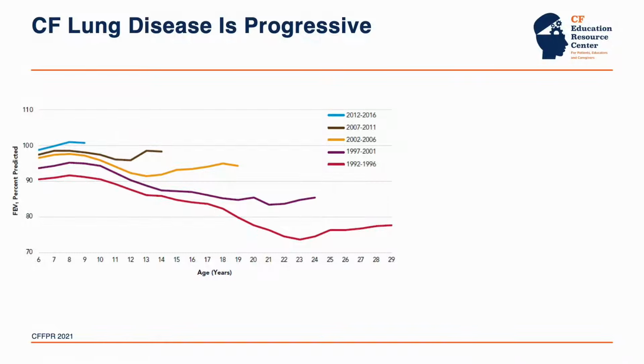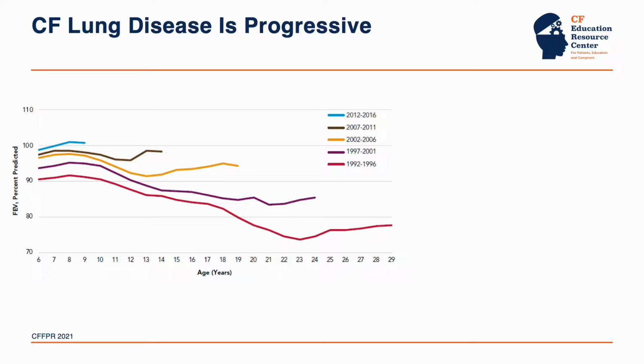Thankfully, with new therapies, if you look at the subsequent groups of patients, that is, who were born at later time periods, like say, for instance, in yellow, individuals born between 2002 and 2006, that progression or worsening of lung function early in life has really been prevented by a lot of the therapies that we've developed.